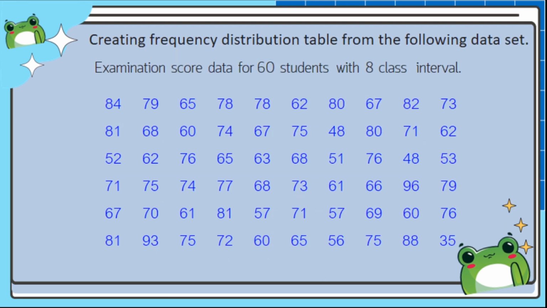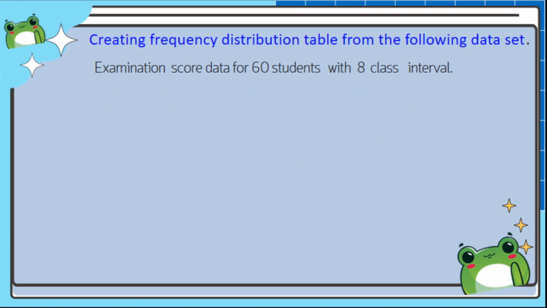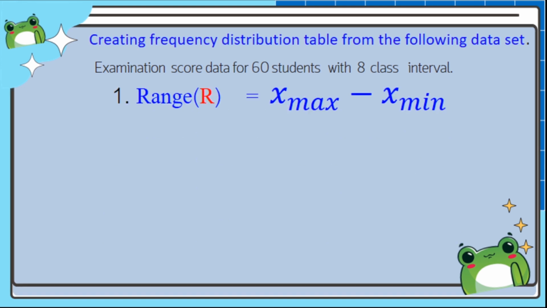For example, create the frequency distribution table from the following data set. This is the examination score data for 60 students with a class interval. Students, please notice the lowest score first. What is the lowest score? That is 35. And the highest score is 96. Then substitute into the range formula. So the range equals the difference between the highest and the lowest data, that is 96 minus 35, so the result equals 61.